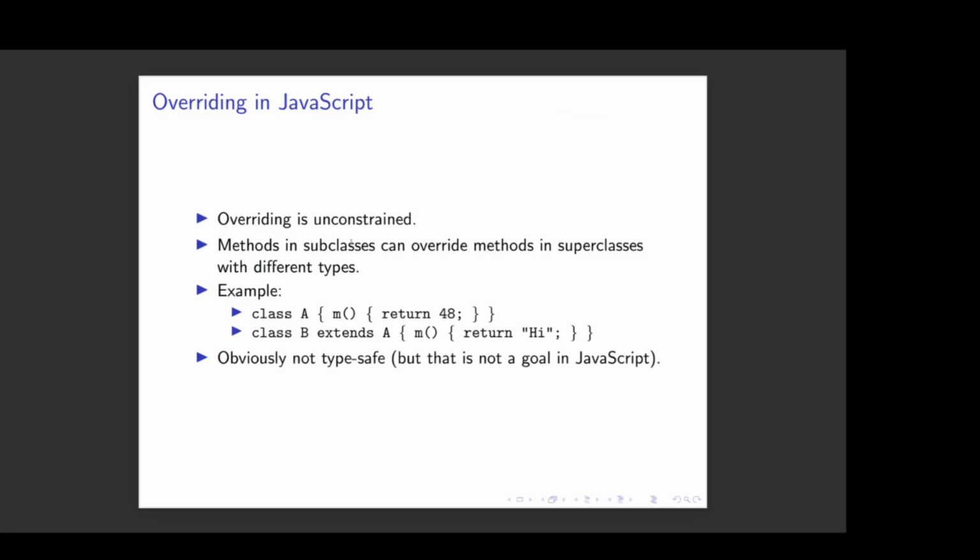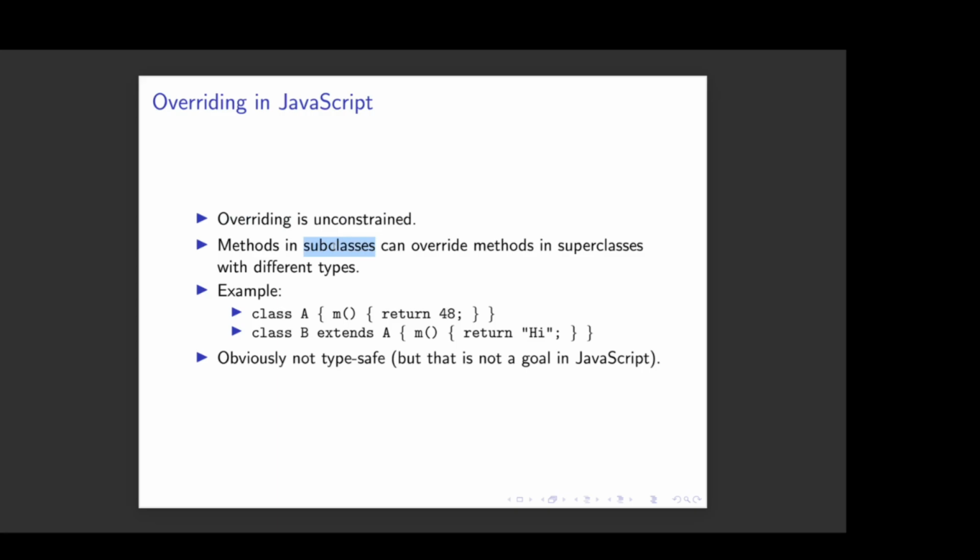Okay, and now before I go into the inexact superclass problem, I want to talk about one more thing, which is overriding. Okay, so I want to go through overriding in JavaScript, and I want to go through overriding in TypeScript. So in JavaScript, which is a dynamically typed language, overriding is completely unconstrained. Okay, so there are no constraints on overriding. And essentially, methods in subclasses can override methods in superclasses with different types. So we can see an example here.